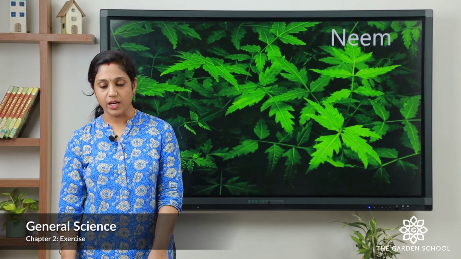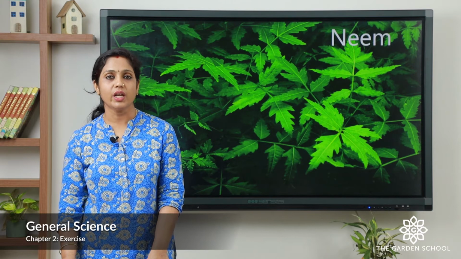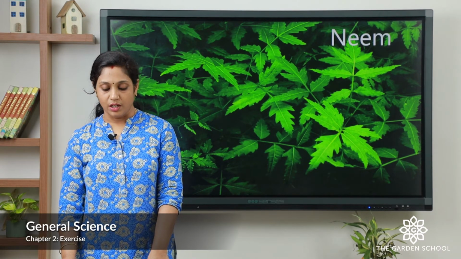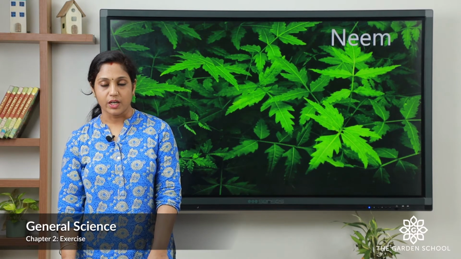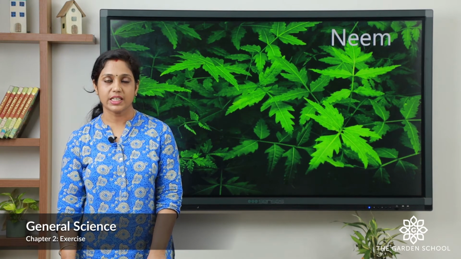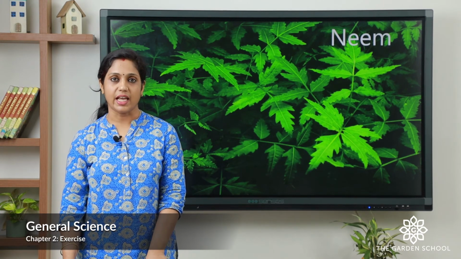Every part of a plant is good to eat. So we need to eat every part of a plant. That is very good for us. Now, based on the poem, tick the correct option. Based on this poem, questions are provided. We have to tick the correct answer.